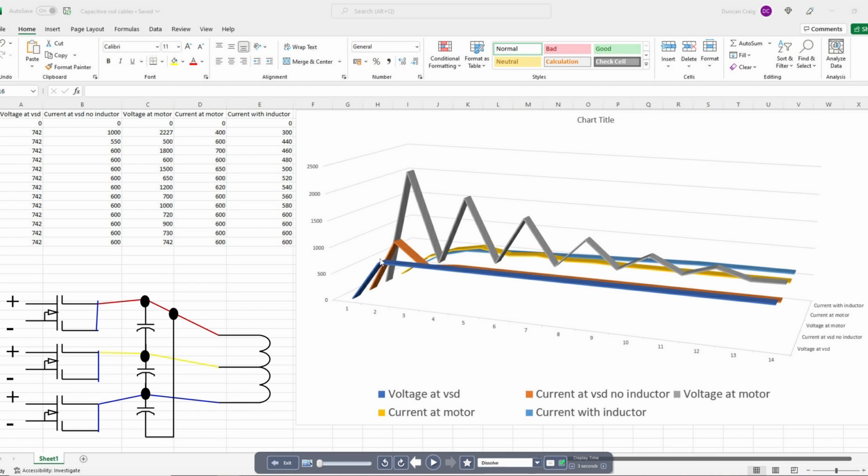So that's a story worth having inductors on the output of the VSD. There's other benefits as well. If you've got thermal overloads connected on the output of the drive, if you've got multiple motors running off it, you don't want to subject that thermal overload to that either, because it causes heating. So you need inductance.